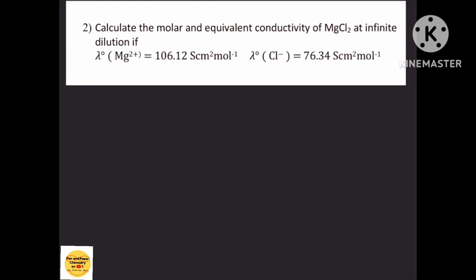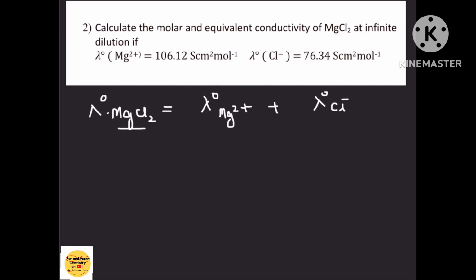Now there are 2 parts to this question. Please don't forget, we have to find out the molar conductivity as well as the equivalent conductivity. So first things first, let's start with the molar conductivity. So limiting molar conductivity of MgCl2. Just now we studied expressing the molar conductivity of an electrolyte in terms of the ionic conductance of the ions which are making the electrolyte. So I have written over here, this will be magnesium plus chloride.